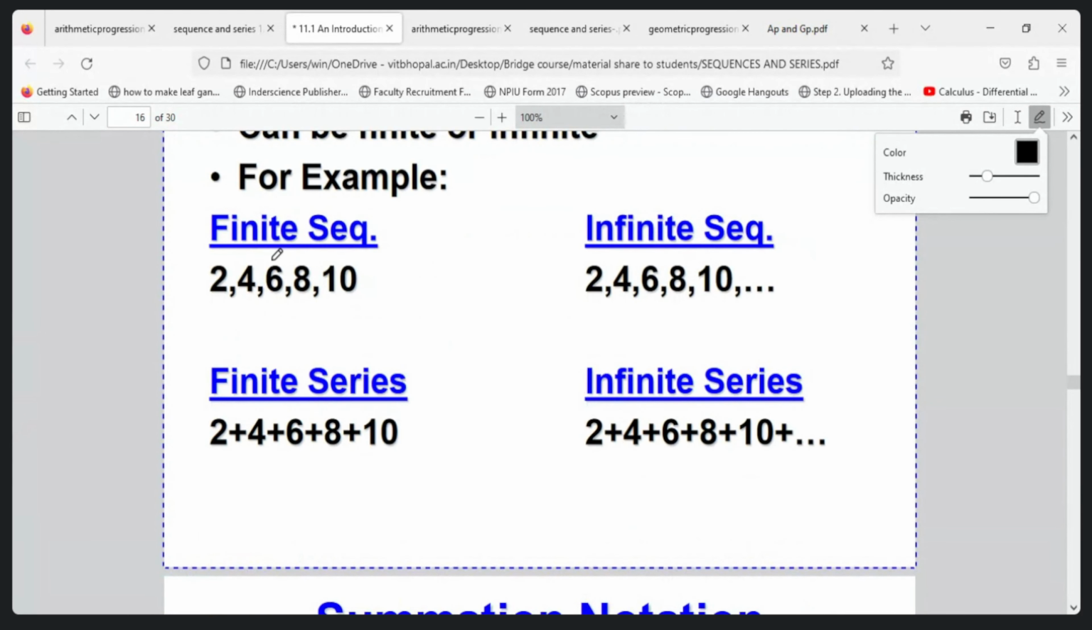For example, finite sequence, again I have given the previous example, 2 4 6 8 10, and infinite sequence 2 4 6 8 10, and so on. Finite series 2 4 6 8 10, but infinite series 2 4 6 8 10, and so on.